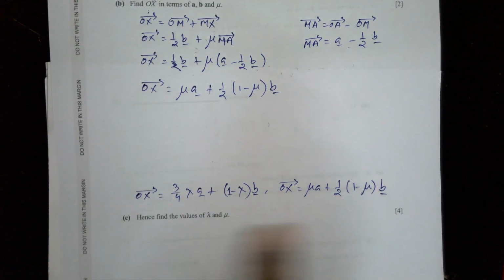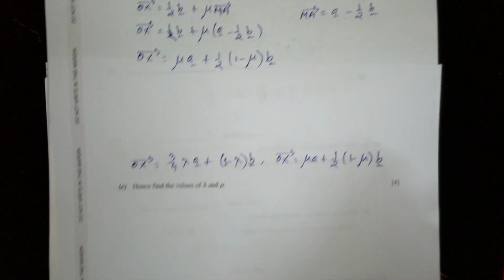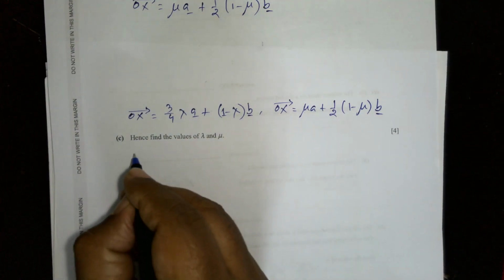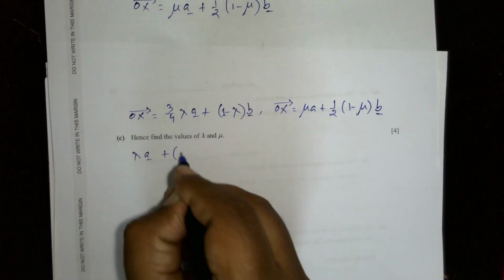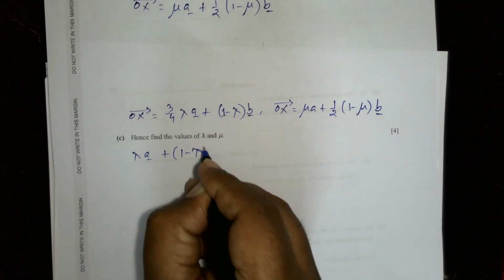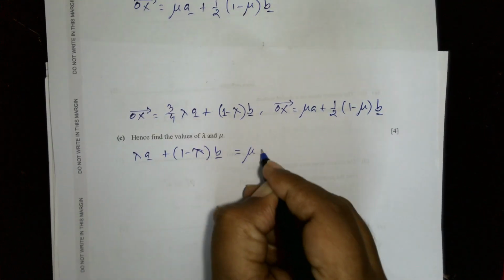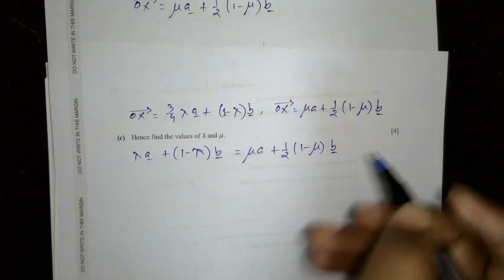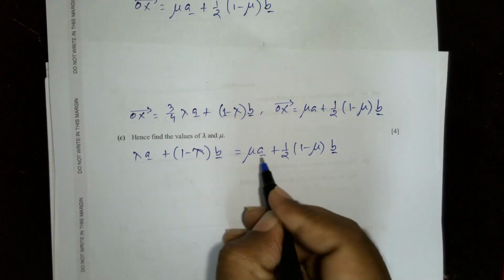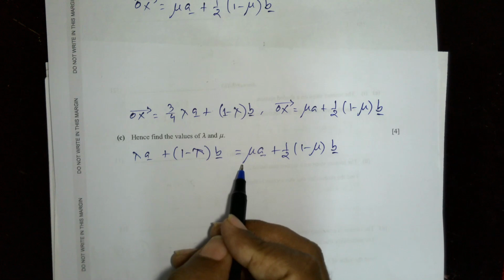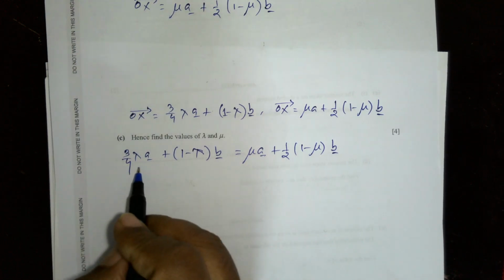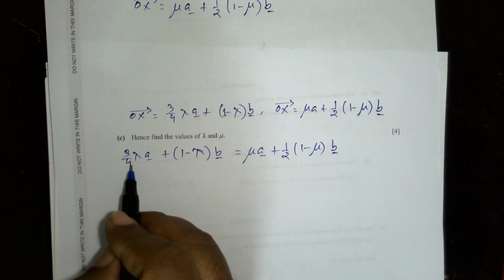Now, since both of them are OX, can we write them equal? Both of them are OX, right? So, can we write them like this? Lambda A plus 1 minus lambda B is equal to mu A plus half of 1 minus mu B. Now, comparing the coefficient of the A vector from both sides of the equation, this is 3/4 lambda A. I forgot to write 3/4. You didn't say anything.